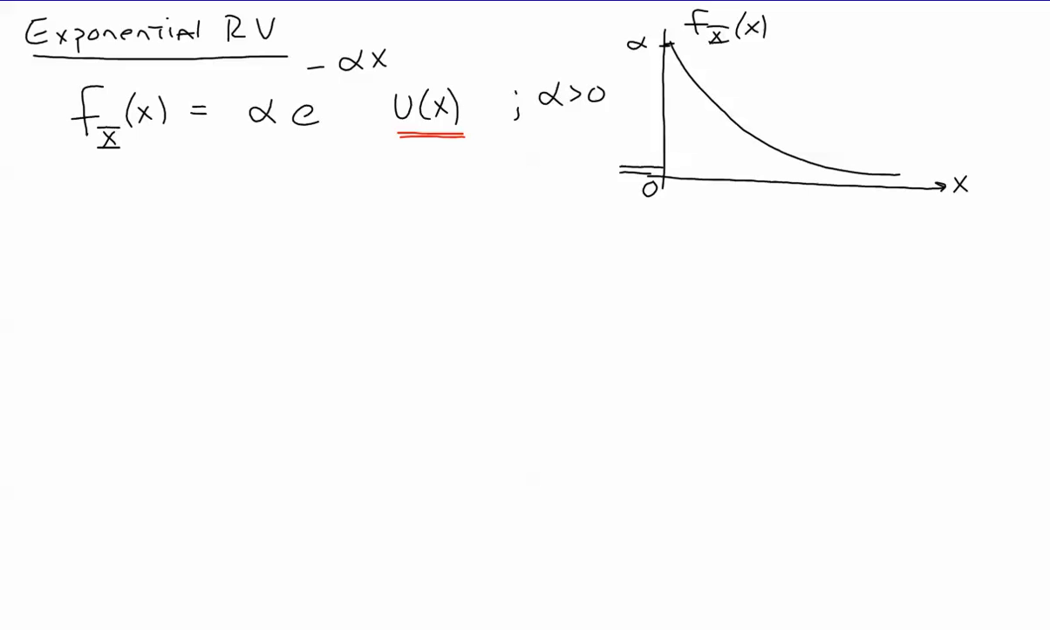And as usual, this is a proper probability density function. The area is 1 in all cases. All right. What about the cumulative distribution function?